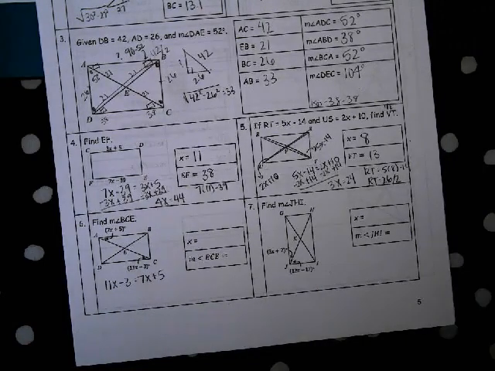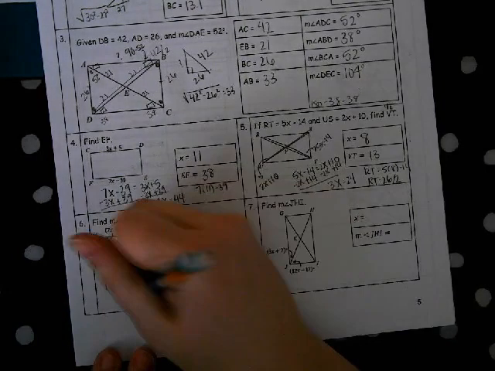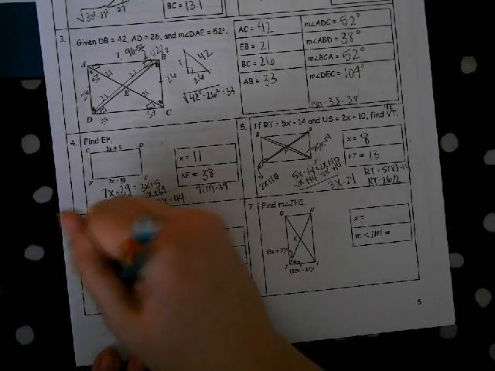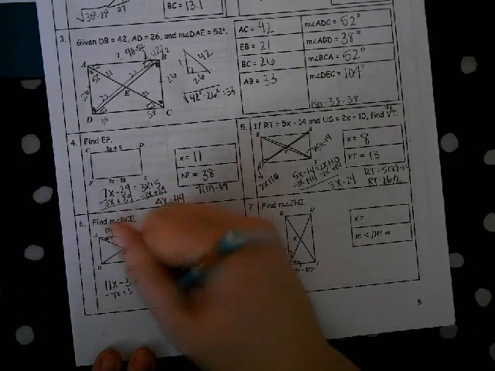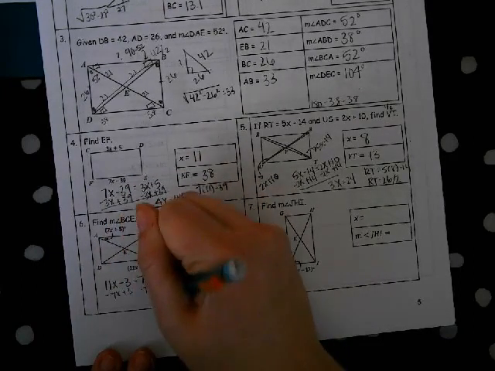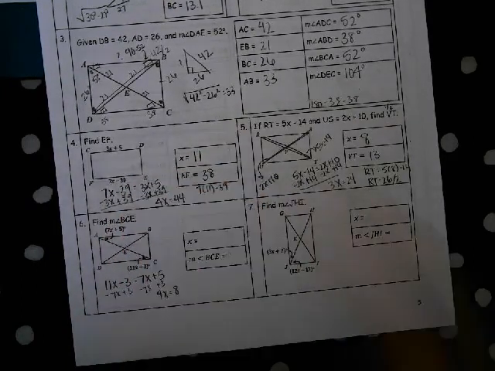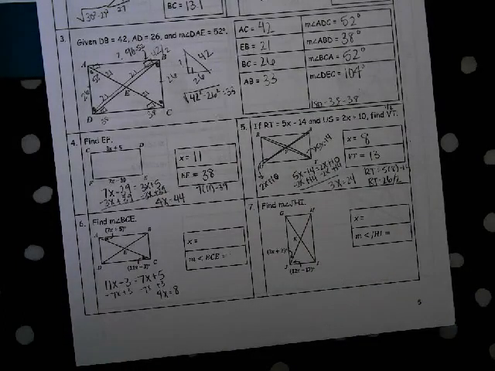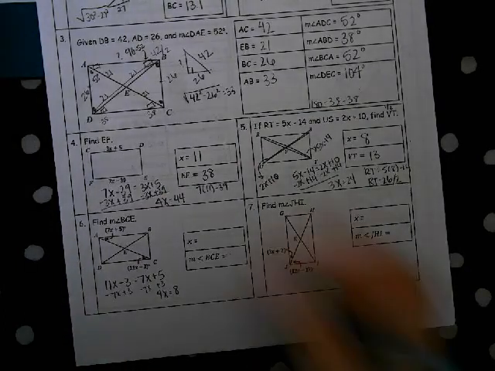Pause the video, take a second, see if you can figure out x. Then restart and see if you're right. So when I move everything around, subtract my 7x, add my 3, that gives me 4x equals 8, so that gives me an x value of 2.